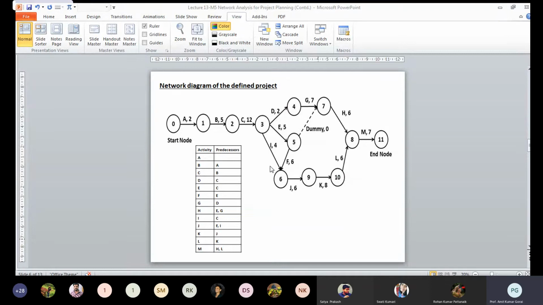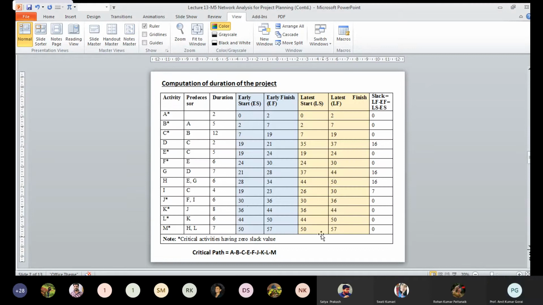Now you can see the next analysis is that I have already shown you the calculations, how to do it. Here I'm not going to, because there are so many paths. We will use a tabular format, and I will explain the activities, predecessors and the duration.